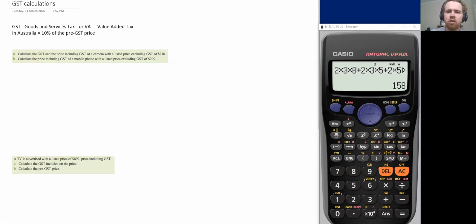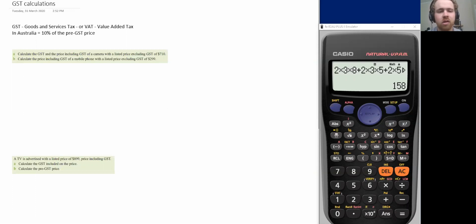When you have multiple steps in what's called a supply chain between businesses, each time there is a value added tax given, and so that is also sometimes what is called VAT. In Australia, the GST is 10%, and it's 10% of the pre-GST price.